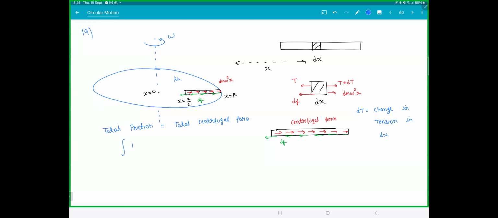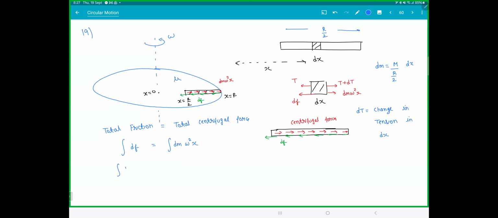That means integral df. Again, remember, just like that. You can't say friction of one piece is equal to the centrifugal force of that piece. Make sense? But total will be equal because there are tensions in the middle. So this will be integral df is equal to integral dm omega square x. So dm is the mass of this small piece, where total mass of the rod is m, total length of the rod is r by 2, and the length is dx. Mass per unit length into the length.